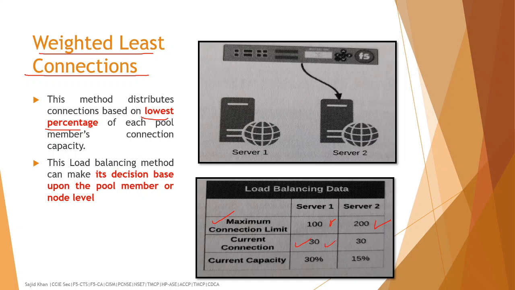So as per the current connections, server 1 has 30 current connections and server 2 has 30 current connections, but the limits of server 1 and server 2 are different. So the capacity used on server 1 is 30% and on server 2 is 15%. So based on the lowest percentage, F5 will forward the traffic to server 2.